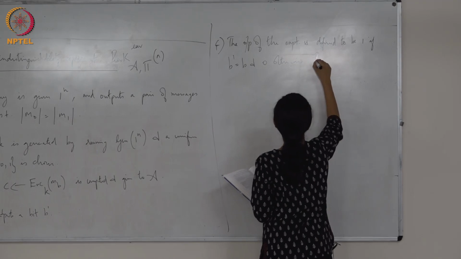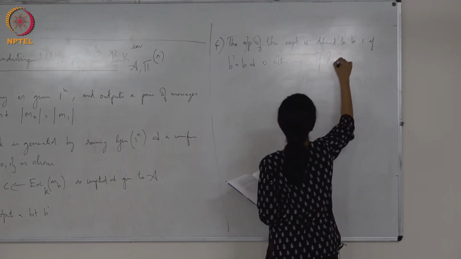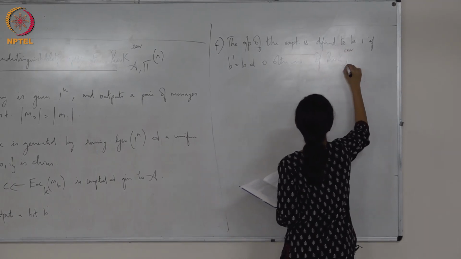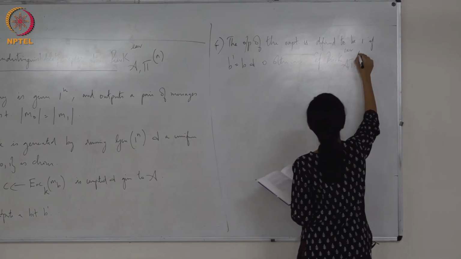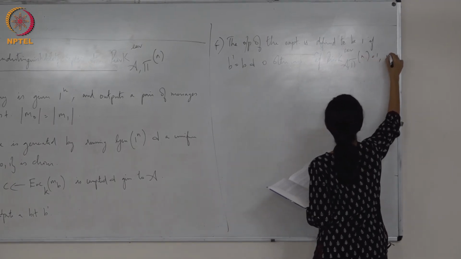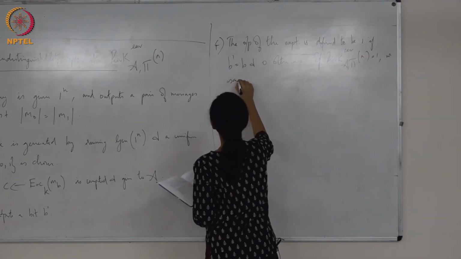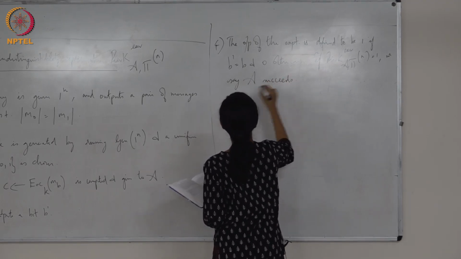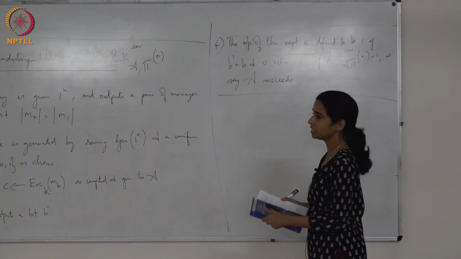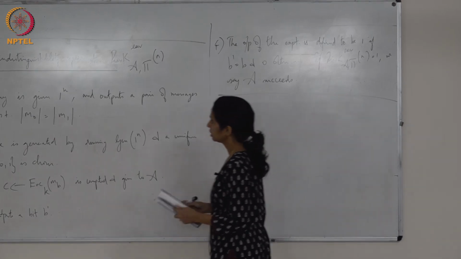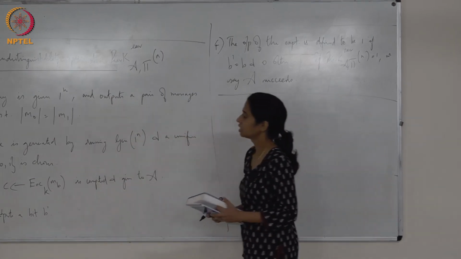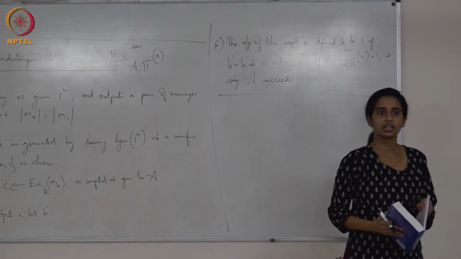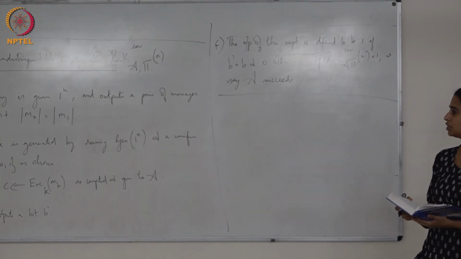And so similar to last time, if priv k EAV A comma pi of n is 1, we say the adversary succeeds. Okay, so this is the experiment. Are there any questions on the definition of the experiment?